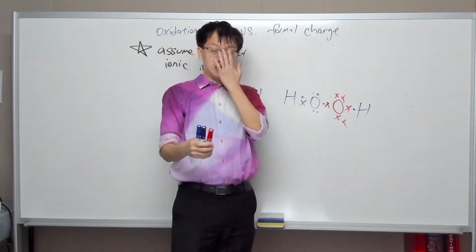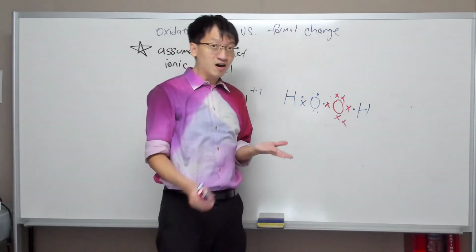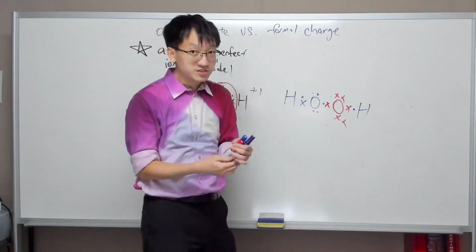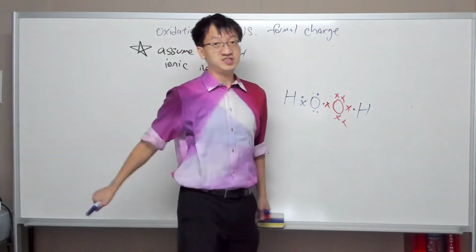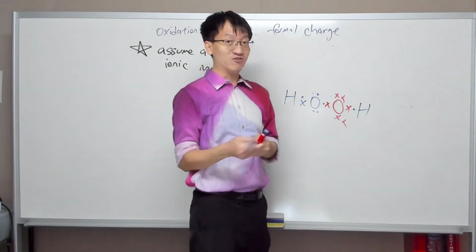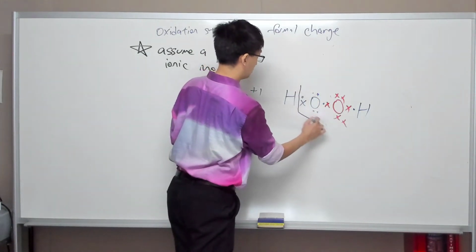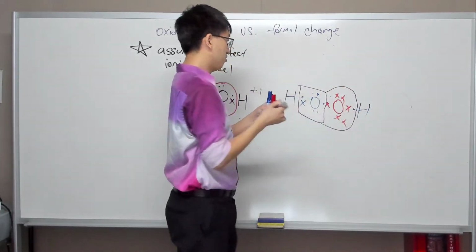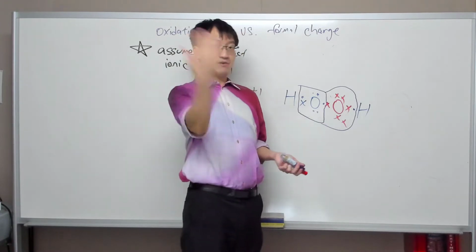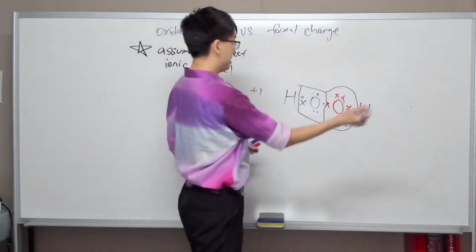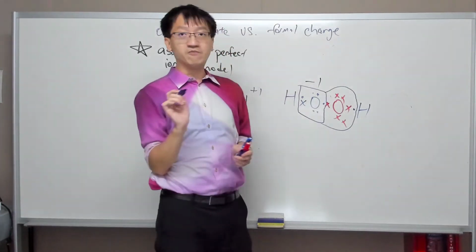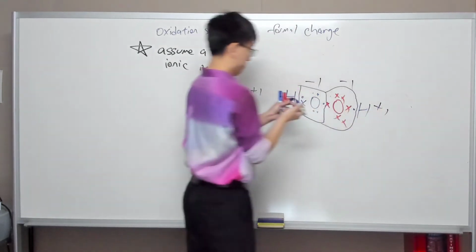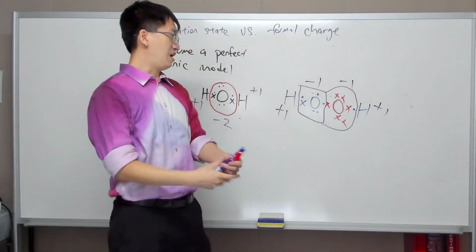Again, if we assume a perfect ionic model, hydrogen will lose all the electrons to oxygen. But between the 2 oxygens, there is no preference, so each of them will take back their own electrons. When we draw a boundary, it will be something like this, and the other oxygen will be something like this. You notice that in this case, oxygen has 7 electrons, so in excess of 1. That is why in peroxide, oxygen takes on an oxidation state of -1. And of course, hydrogen is still +1.